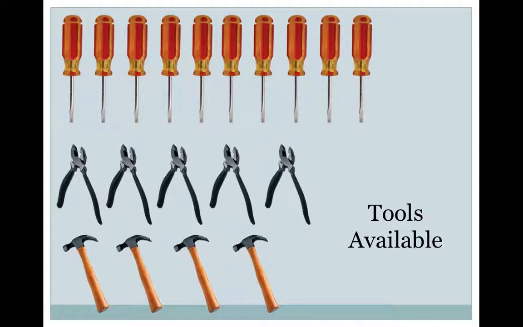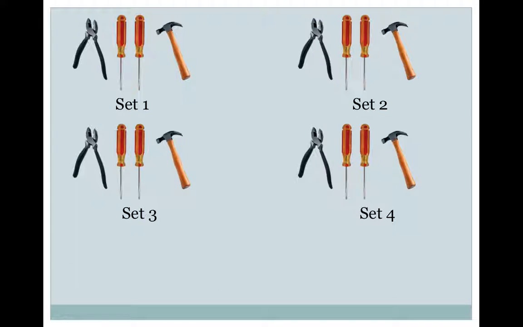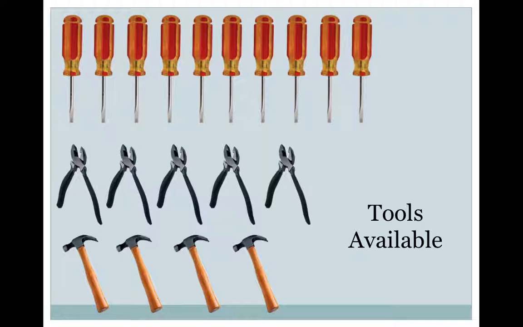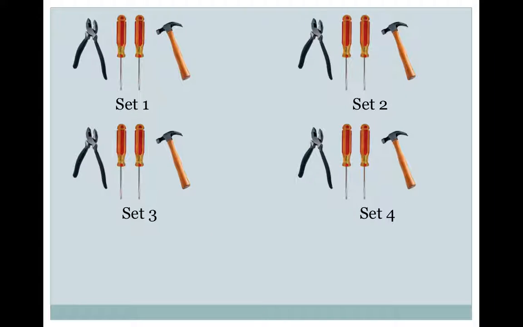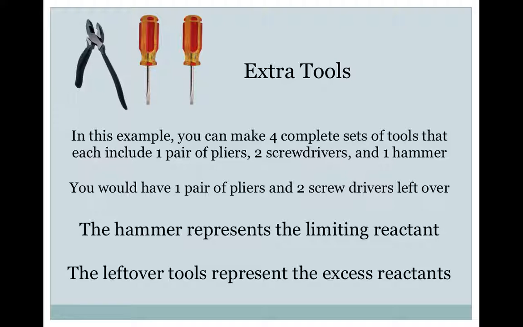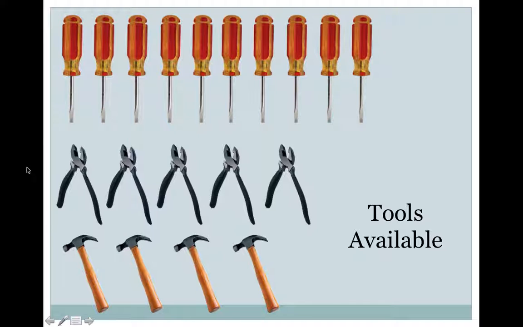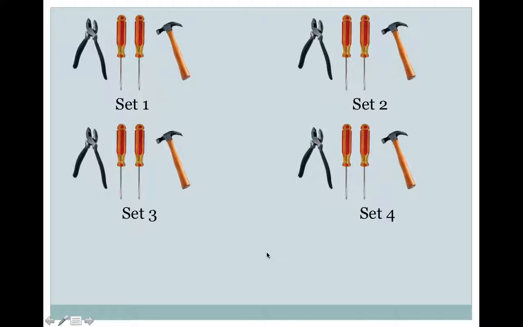Let me give you an analogy here of a toolkit. We have screwdrivers, pliers, and hammers, and we're going to make a set. So you're making a tool set, let's say, as a gift. In each set you can have one pair of pliers, one hammer, and two screwdrivers. With the available tools, you can make 4 complete sets to give people. But if you count how many we had at the beginning, you have 2, 4, 6, 8, 10 screwdrivers, 5 pairs of pliers, and 4 hammers. Well, in the sets, you have 2, 4, 6, 8 screwdrivers, 4 pliers, and 4 hammers.